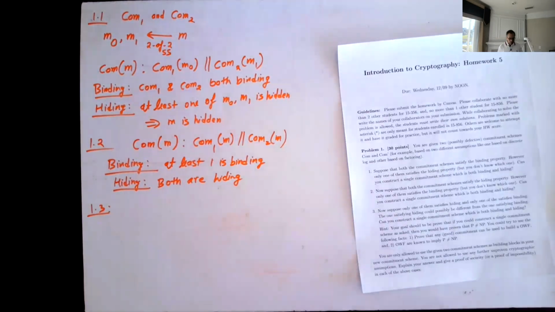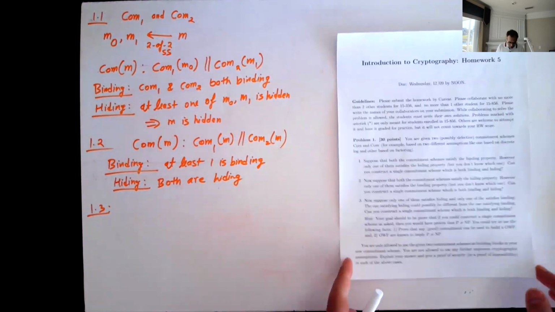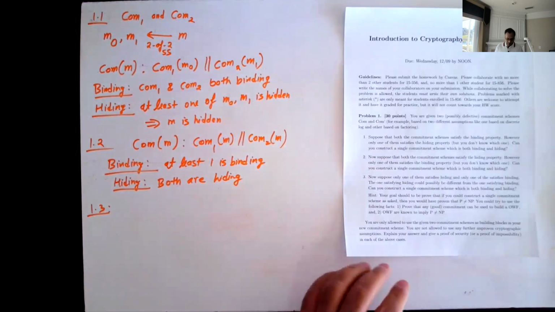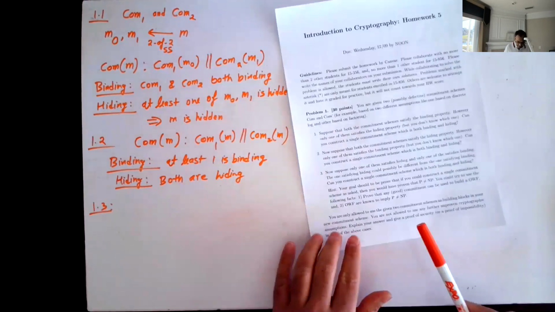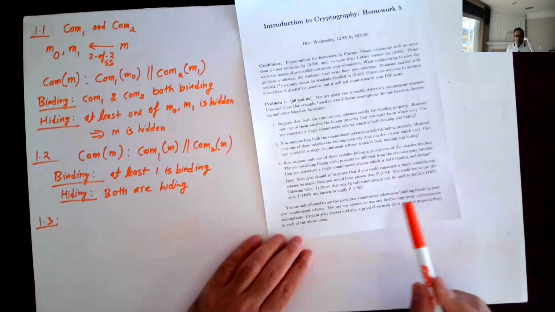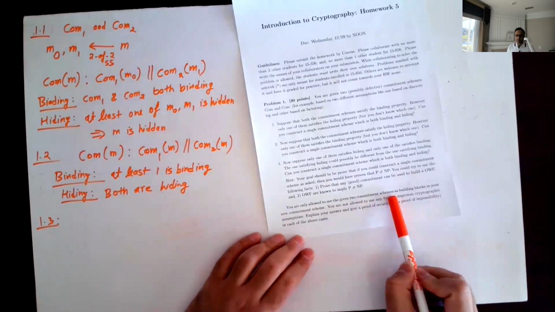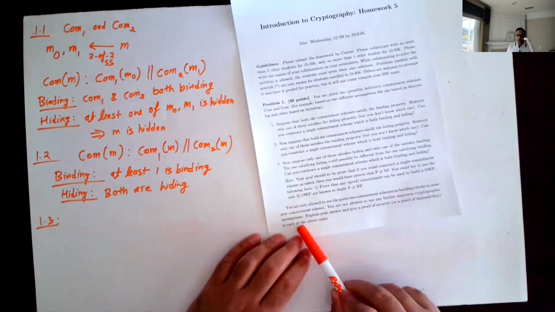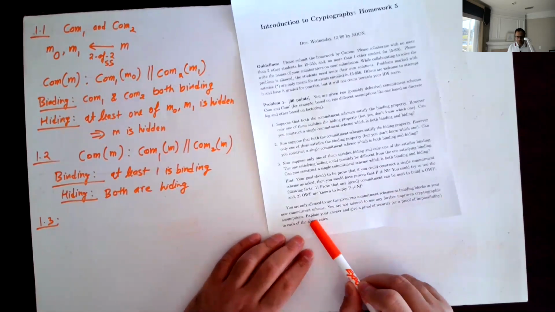Now let's move on to question 1.3. And there were many questions, many students were confused about this. The hint maybe was not so clear. So here, first observe that the question says that you're only allowed to use the given two commitment schemes as a building block. You're not allowed to use any further unproven cryptographic assumptions.